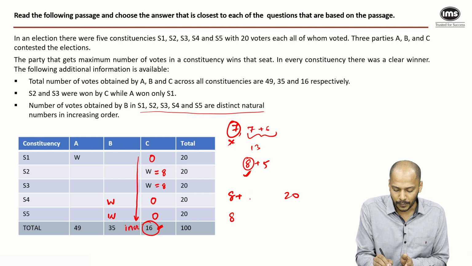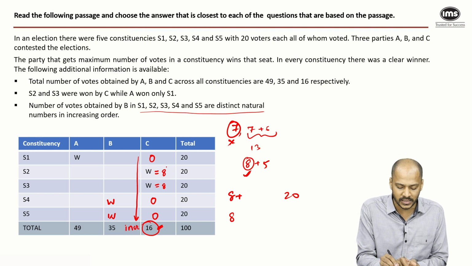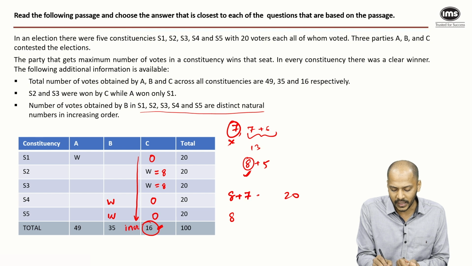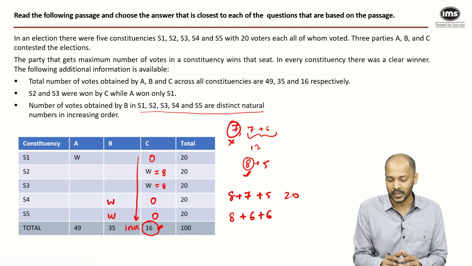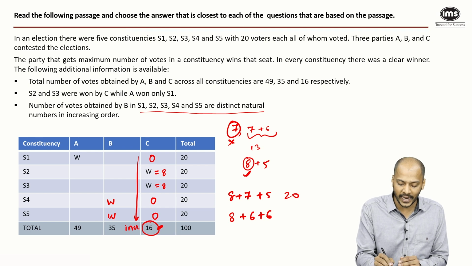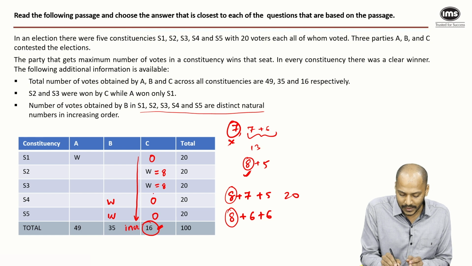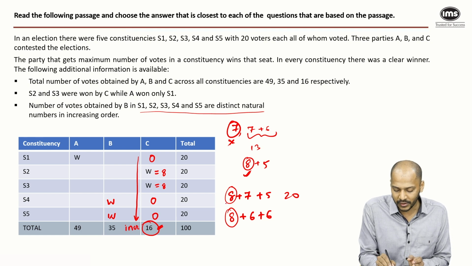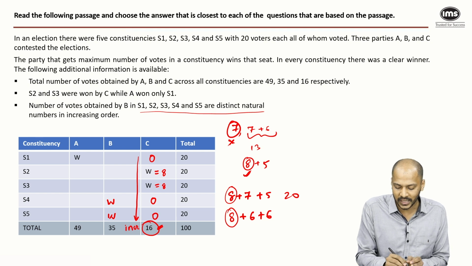So 8 plus 12. So 12 can be obtained as 8 plus 4, but we can't use 8 plus 4 because C is a clear winner. So it can be 8 plus 7 plus 5, or it can be 8 plus 6 plus 6. These are the only 2 combinations that I see possible for getting a total of 20 with 8 being the winning person's votes, right? So can I say B and A could have got 7, 5 or 6, 6 votes. So suppose B is getting votes in increasing order.